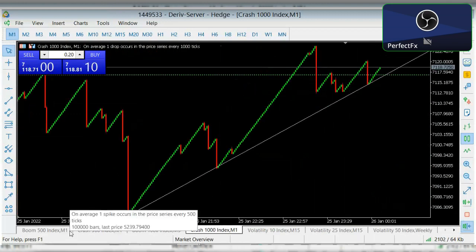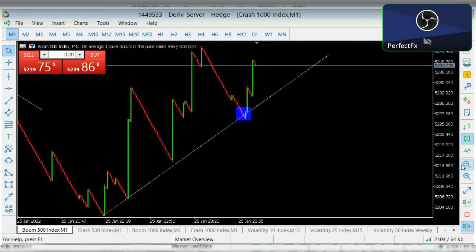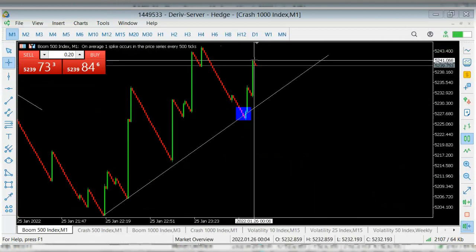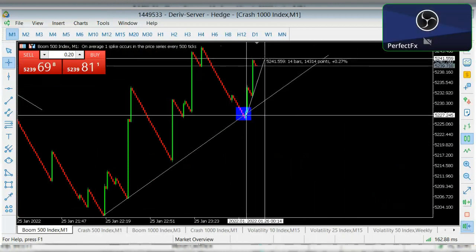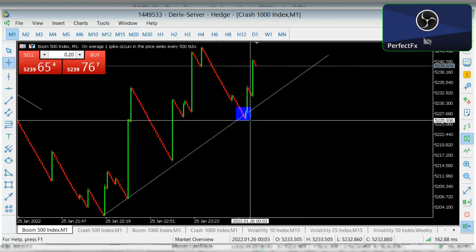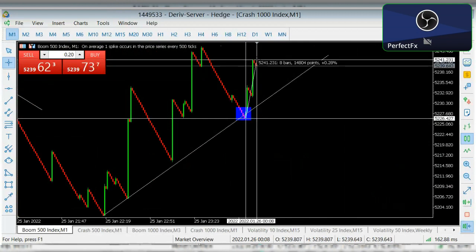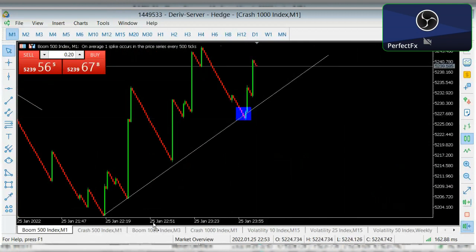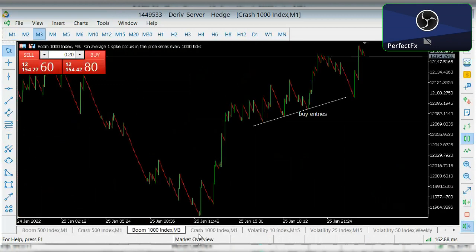So quickly, let's take Boom 500 also. Can you see the spike? Can you see the spike again? Oh, we missed this move. We would have entered at this point and caught all this spike to the upside. Let's see, this is about how many pips? This is already 14 pips to the upside. Let me measure it well for you guys to see. This is about 14 pips to the upside.